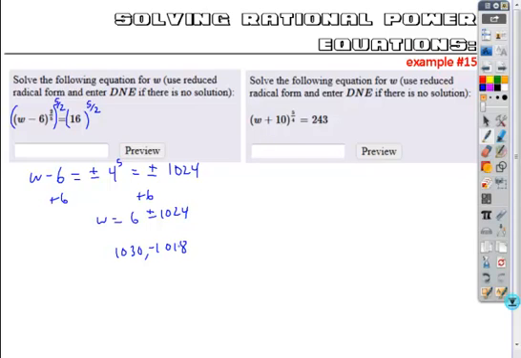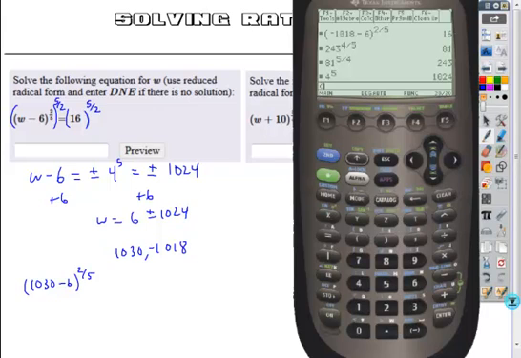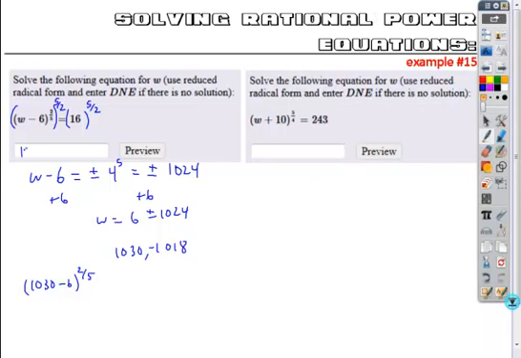And so we want to test both these numbers, make sure they work. When we plug them back in, 1030 minus 6 to the 2/5. Again, we can use our calculators here to verify this. 1030 minus 6 all to the power of 2/5 should be 16. It checks, so 1030 works. You'd use a normal calculator to plug it in.